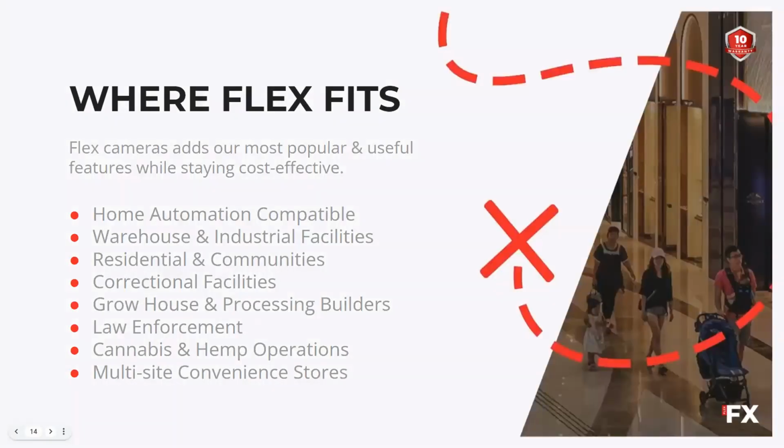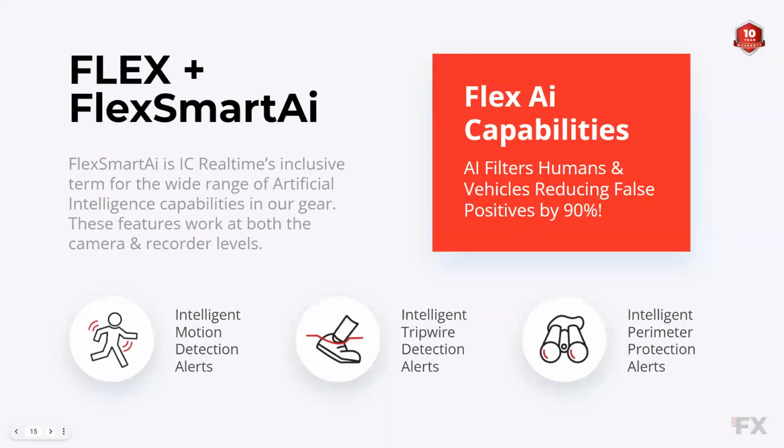So where does the Flex fit in? Very similar. You're going to have home automation compatibility, warehouse and industrial facilities, residential and communities, correctional facilities. Here you can use them for grow house and processing, law enforcement, of course, cannabis and hemp options as well. So this is going to be huge for our GREENLINE and then multi-site convenience stores as well. You'll still have that same Flex AI technology, including intelligent motion detection, tripwire, and perimeter protection.